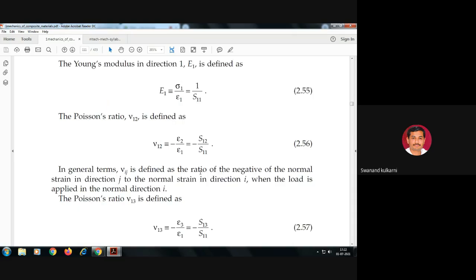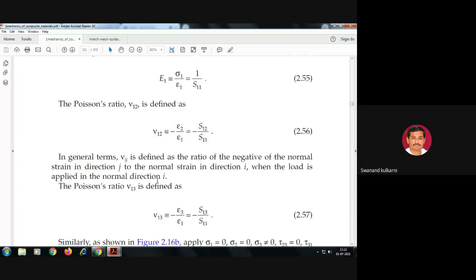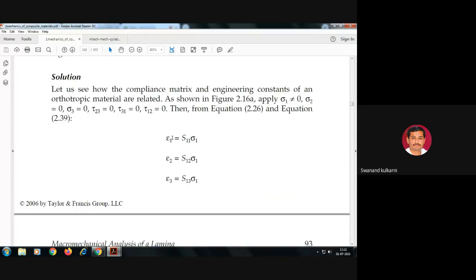Is it okay? In the same way, we can write nu 1 3. Poisson's ratio is the lateral strain to the longitudinal strain, so with that reference we are trying to write this equation. The relationship between stress and strain is already given here in this way. So epsilon 1 in terms of sigma 1.